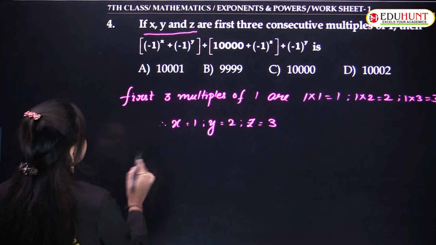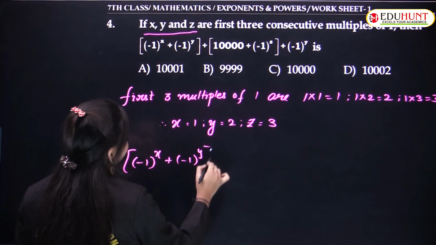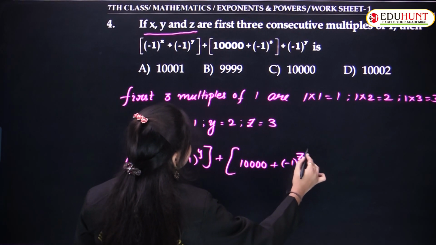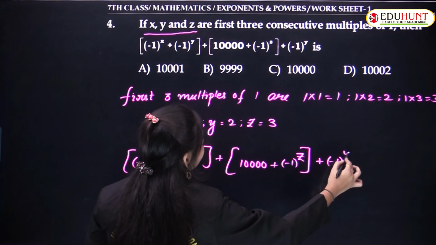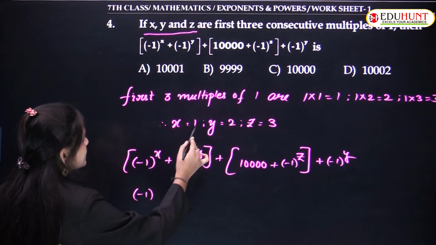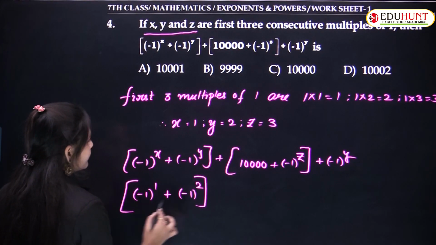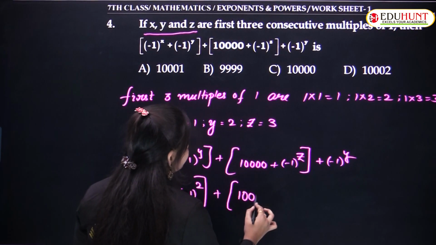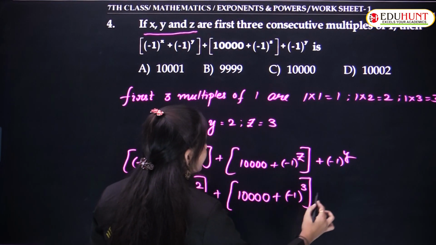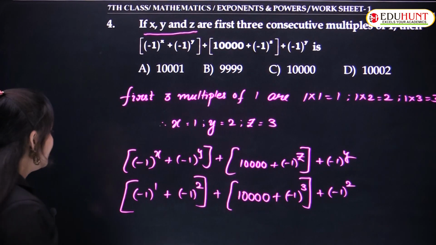Now just simplify: (minus 1) power x plus (minus 1) power y plus 10,000 plus (minus 1) power z plus (minus 1) power y. This value we need to find out. Now see here: (minus 1) power x, x is equal to 1, plus (minus 1) power y, y is equal to 2, plus 10,000 plus (minus 1) power z, z is equal to 3, plus (minus 1) power y, y is equal to 2. Clear? Now simplify that.